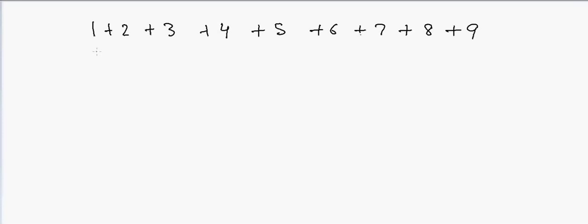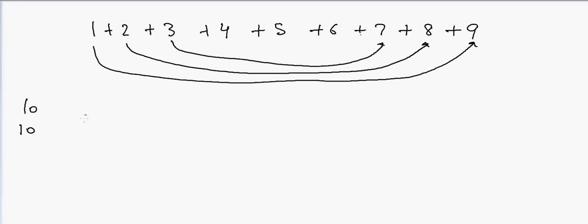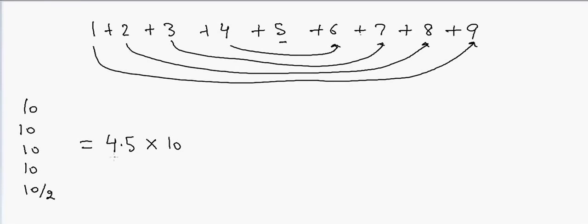If we look carefully, we can add this 1 and the 9 here, so we'll get a 10. Then we can add 2 and 8, so we'll get another 10. Then we can add 3 and 7, so we'll get another 10. Then we can add 4 and 6, so we get one more 10, and then we are left with a 5, which is half of a 10, so 10 divided by 2, you can say. So in total we have 4.5 into 10, so we have 4 tens and half of a 10. Again, that will be equal to 9 divided by 2 into 10.